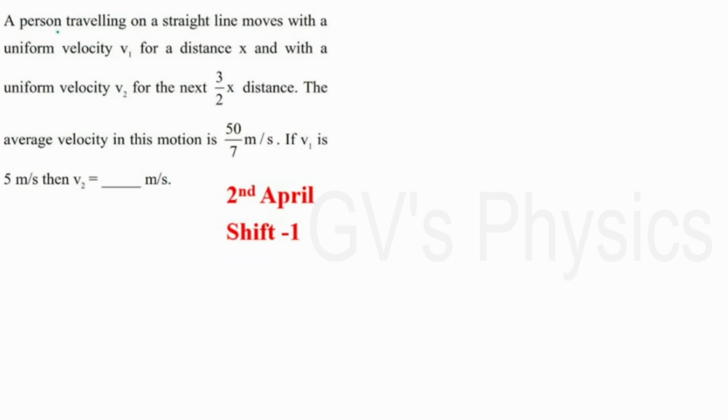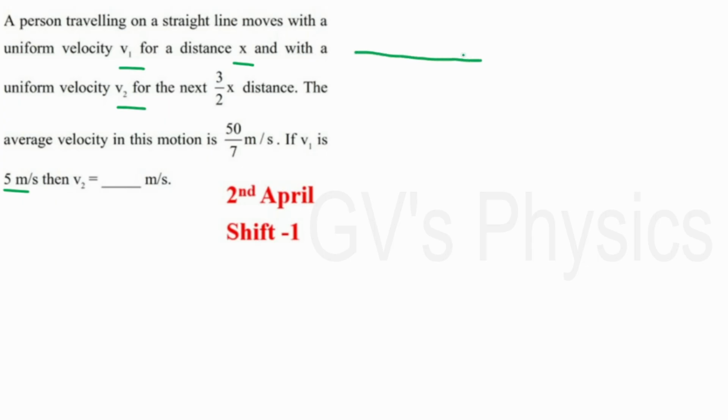Next one, it's a most important question. A person traveling on a straight line moves with a uniform velocity v1 for a distance x, then with uniform velocity v2 for the next 3 by 2 x distance. The average velocity in its motion is 50 by 7 meter per second. They have given the value of v1. v1 is 5 meter per second. They are asking v2.